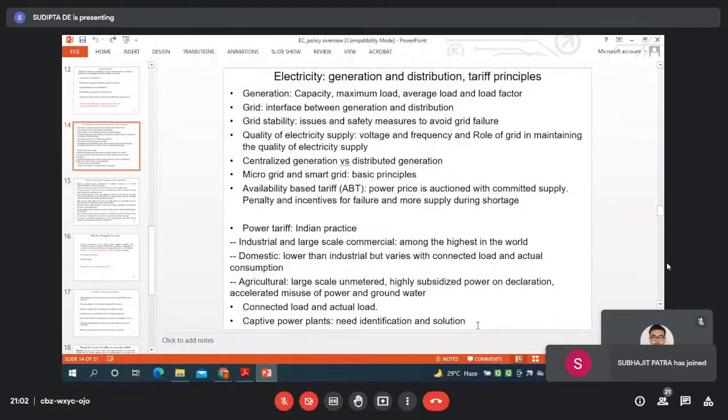But the limitation is, obviously you can understand, unless you consume electricity above a certain value, the installation and operation cost for your captive power plant will not be justified. You cannot build a captive power plant for 1 kilowatt. But currently the scenario is changing, because previously the concept of captive power plant was only thermal power plant.